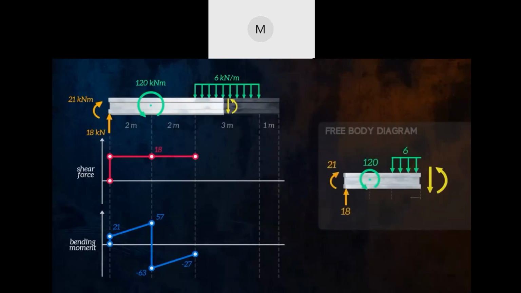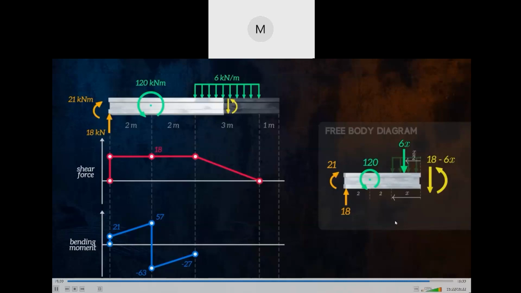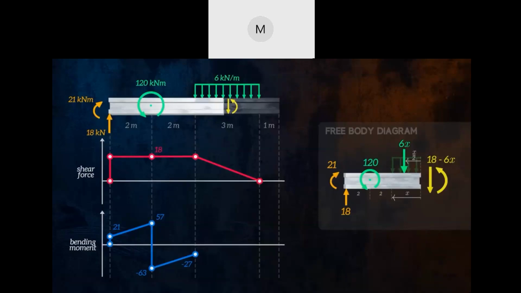We can replace the uniformly distributed force by an equivalent concentrated force with a magnitude of 6 multiplied by the length x over which the force is applied. This force is located at a distance of x over 2 from our cut. We can then calculate the shear force and bending moment equations using the normal approach. The bending moment in this section of the beam is defined by a quadratic equation. No loads are acting on the small 1 meter section to the right of the distributed force, so shear forces and bending moments in that section will be equal to 0.